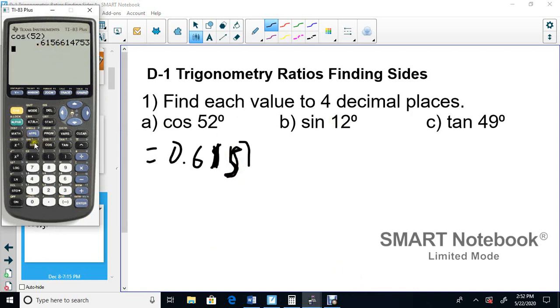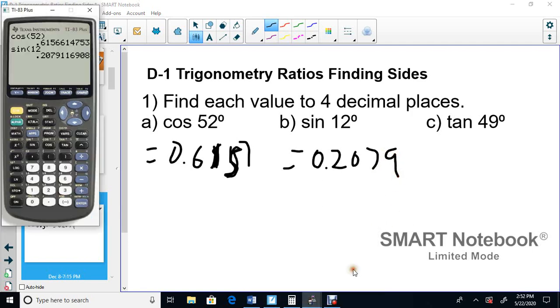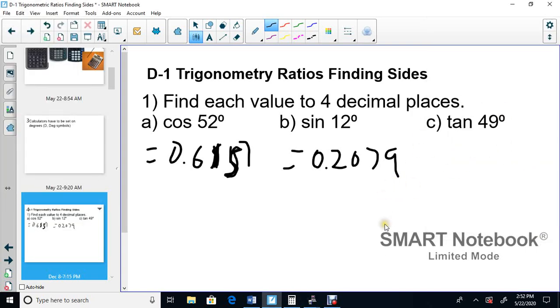Let's do sine. You can go sine 12. I don't think I even have to close the bracket. It gives you 0.2079. On the other calculator, you have to put 12 first, and then you put sine. And there's 0.2079. Okay, next one.